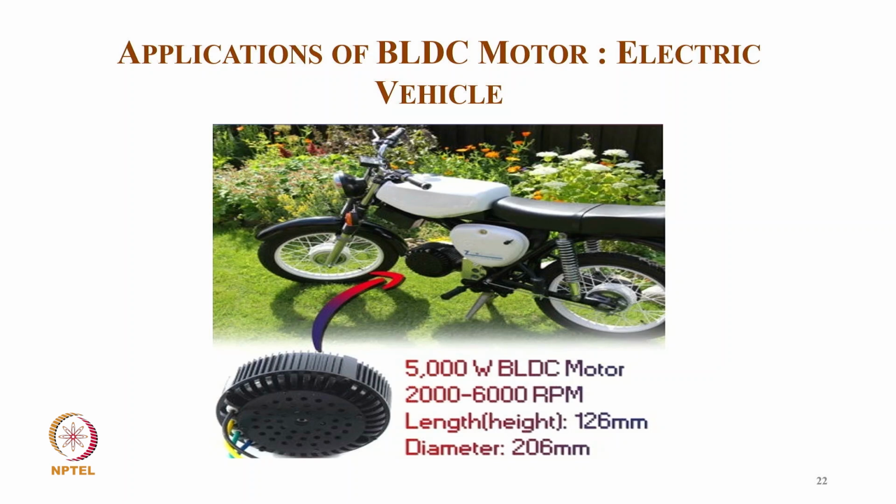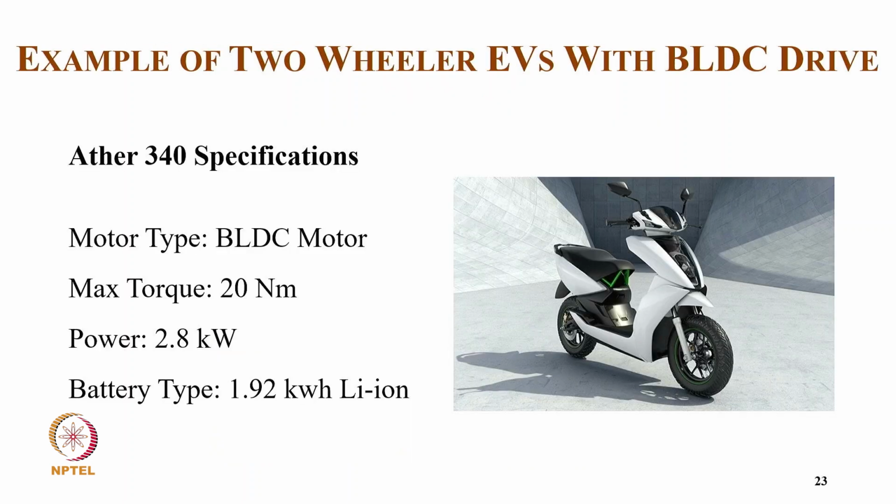Then of course in electric vehicles, this is typically for light two-wheelers like a scooty, as well as e-bicycles. So this is a 5 kilowatt, 5000 watt motor, 2600 rpm, with a length of 126 mm as well as a diameter of 206 mm. You can see this kind of motor.